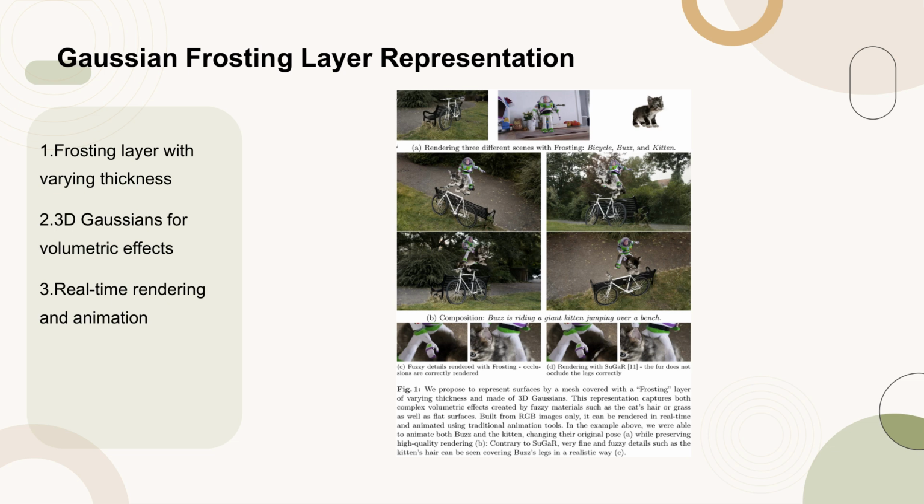The representation is constructed solely from RGB images, enabling real-time rendering and animation using traditional animation tools. The example showcases the ability to animate both Buzz and the kitten, altering their original pose while maintaining high-quality rendering. Unlike SuGaR, this method realistically renders very fine and fuzzy details, such as the kitten's hair covering Buzz's legs.